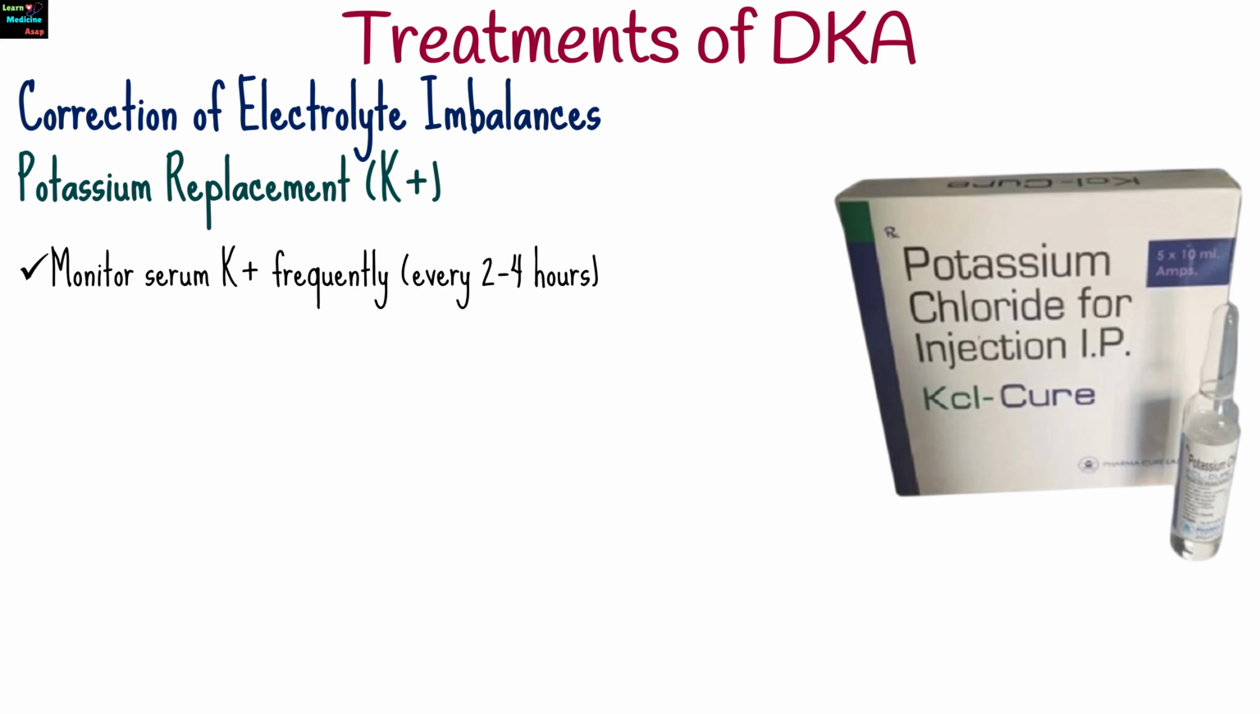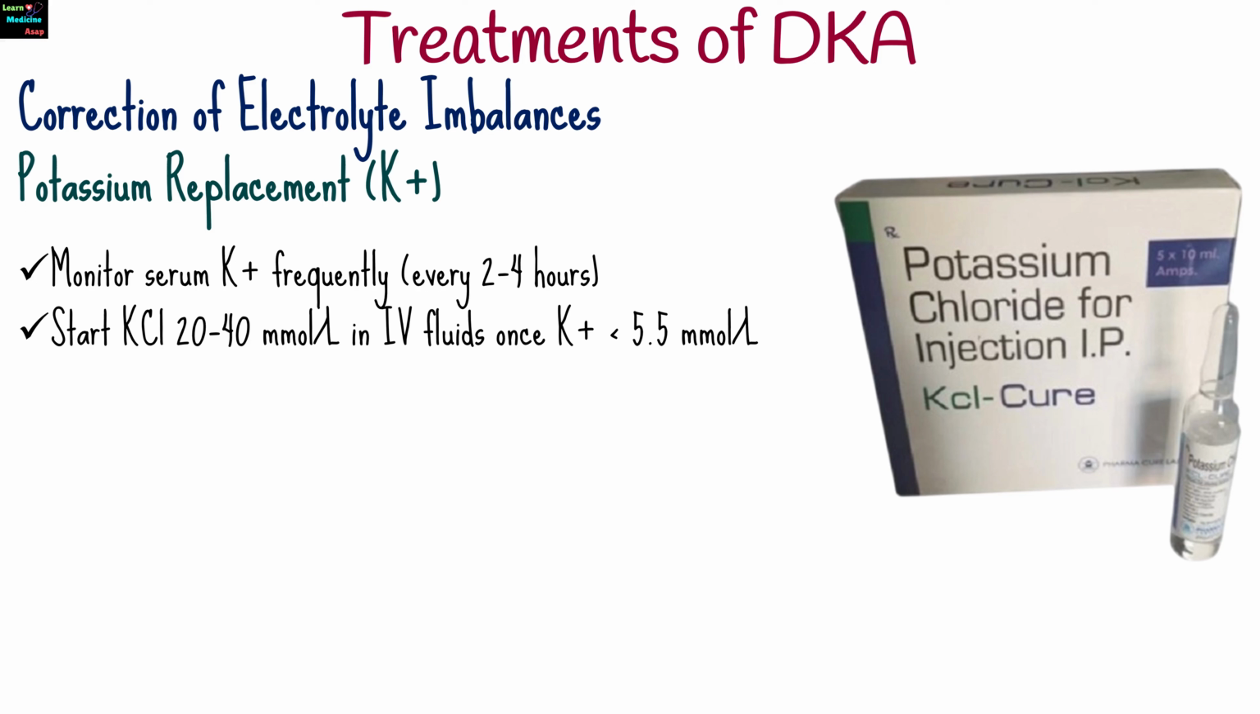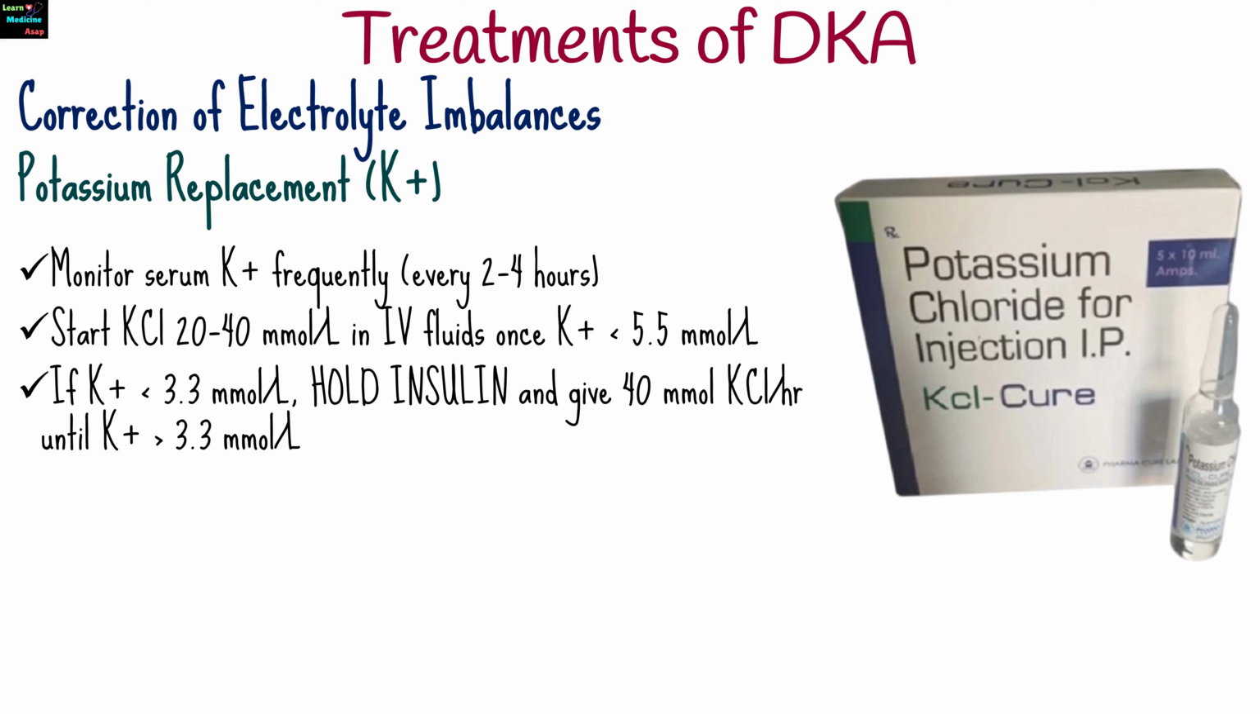Monitor serum potassium frequently, every 2 to 4 hours. Start potassium chloride 20 to 40 millimoles per liter in intravenous fluids, once potassium levels are between 3.3 and 5.2 millimoles per liter. If potassium is less than 3.3 millimoles per liter, hold insulin and give 40 millimoles potassium chloride per hour until potassium is more than 3.3 millimoles per liter.